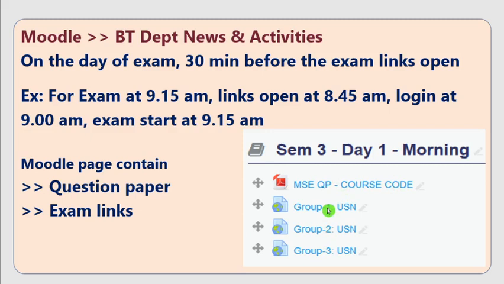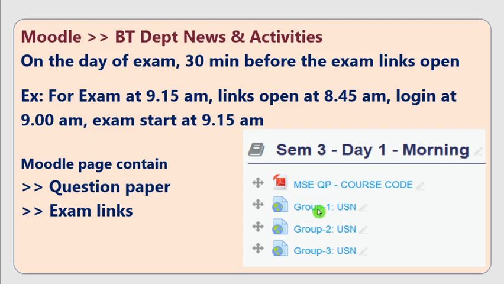There could be 5, 6 or 7 groups. Group number followed by the USN. Alright, this will be announced beforehand, so you will be knowing which group you belong to. So your own group you have to click. Your USN is also there along with this. So you have to click the correct link, otherwise you will end up in a wrong exam room. So you will end up in trouble. Again, you will have to waste your time on this. So ensure that your USN is there and click that link.